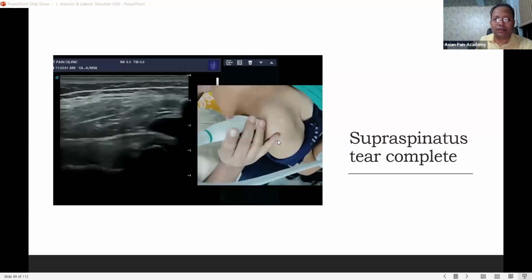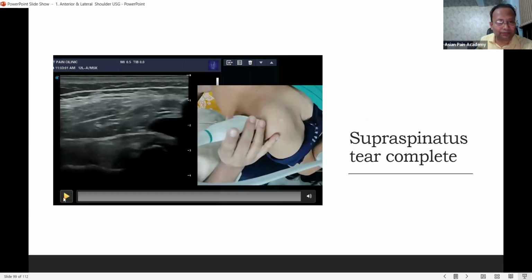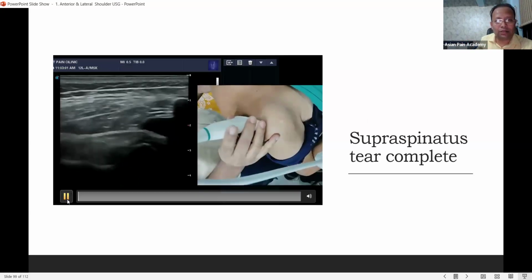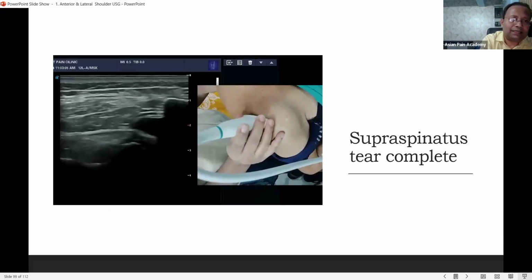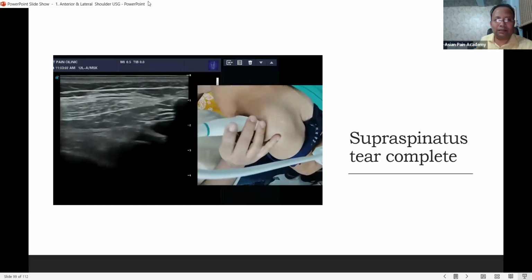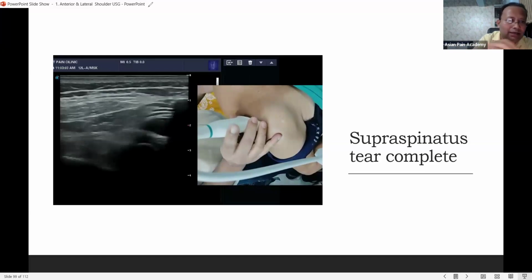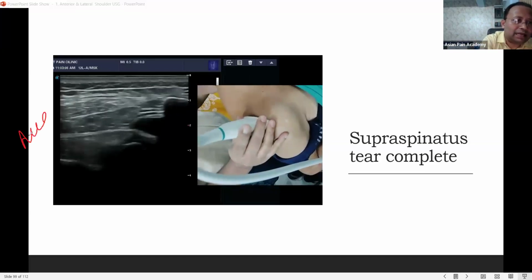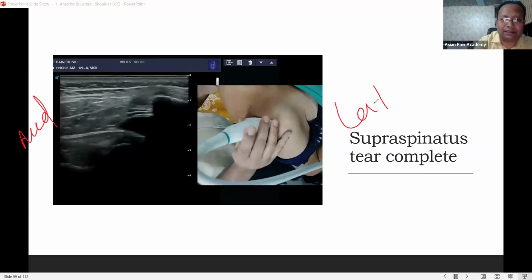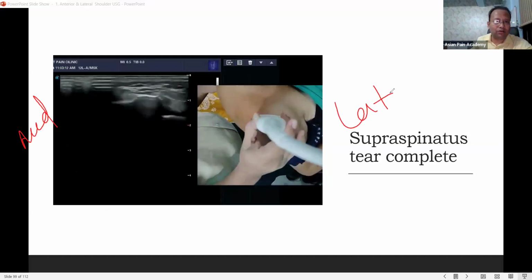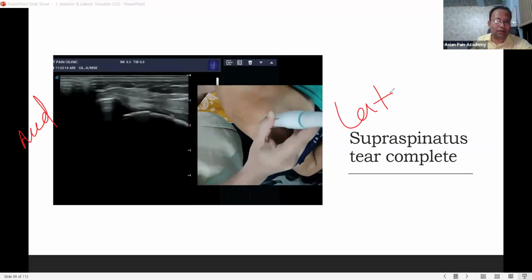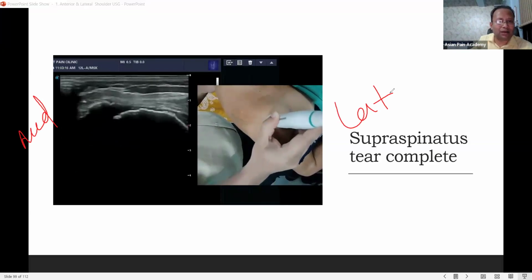Supraspinatus tear, complete. Earlier I showed you tendinosis. Now I will show you the tear. So here also the patient is sitting. This side is the medial side, and this side is the lateral side. Now you see I'm going over the acromion.